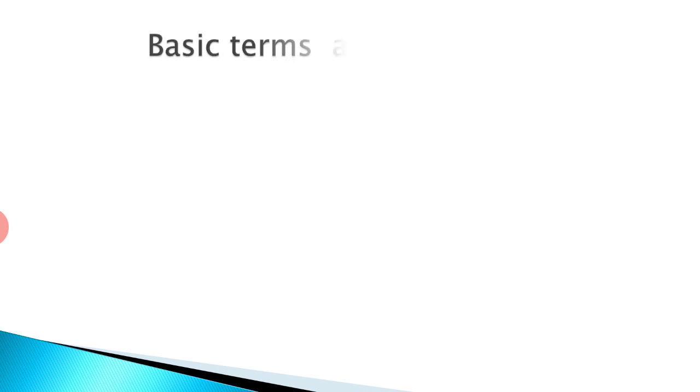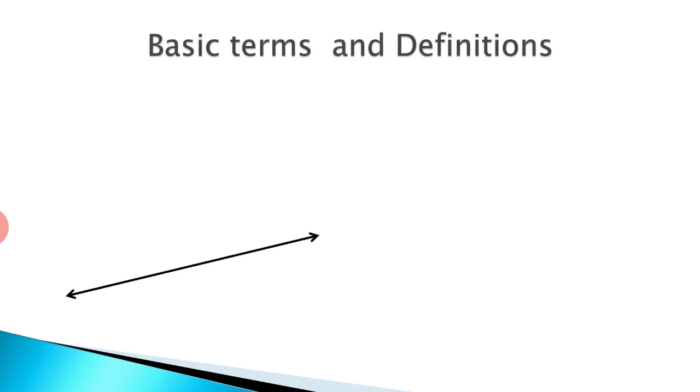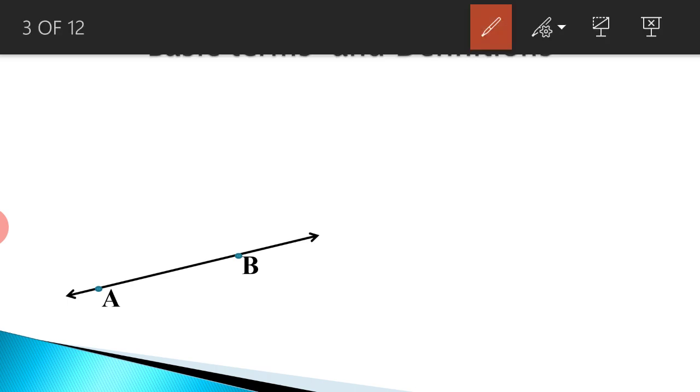Then line. What is a line? It is a set of infinite points which goes endlessly in both the directions. That particular structure is called a line. A line can be defined by any 2 points on it. So if the points are A and B, we call this line AB.